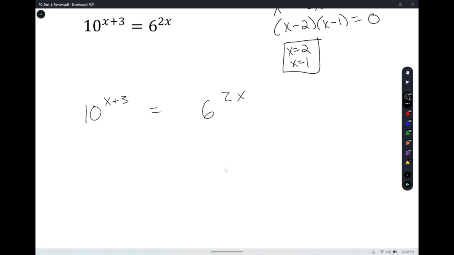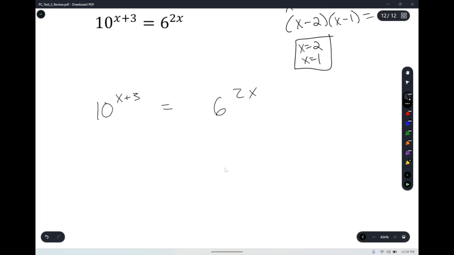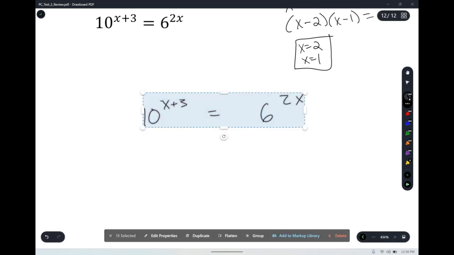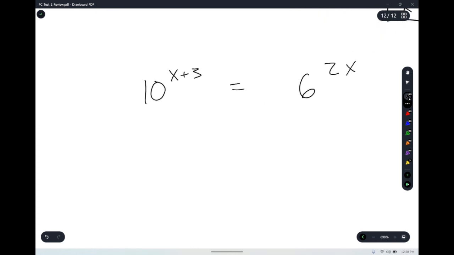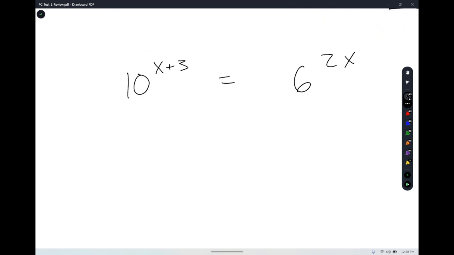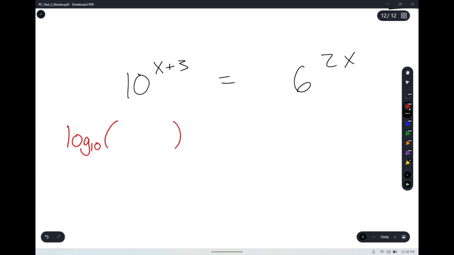Which one would be prettier? Which base would be the better base? 10 or 6? 10. Right, because then you could just write the word log and not even put the 10. So let's just do it and see what happens. See if the world likes us or not. My guess is the world's going to like us if we just start doing correct steps. So we're going to go log 10 on both sides, right? Log base 10. And something nice does happen right there.